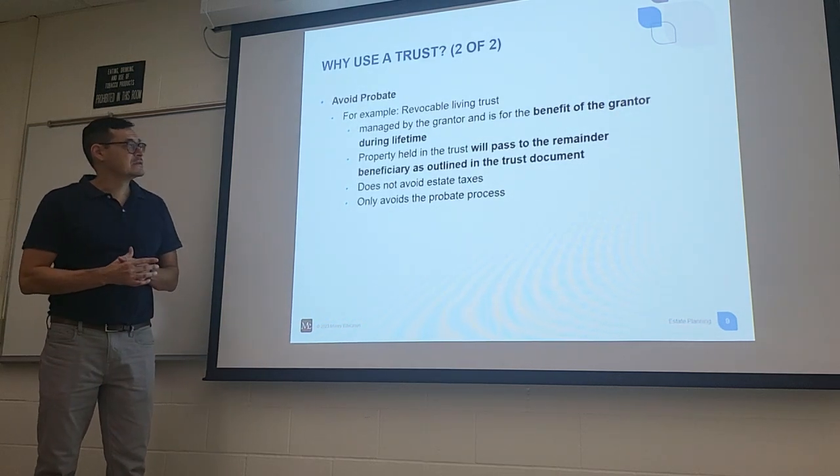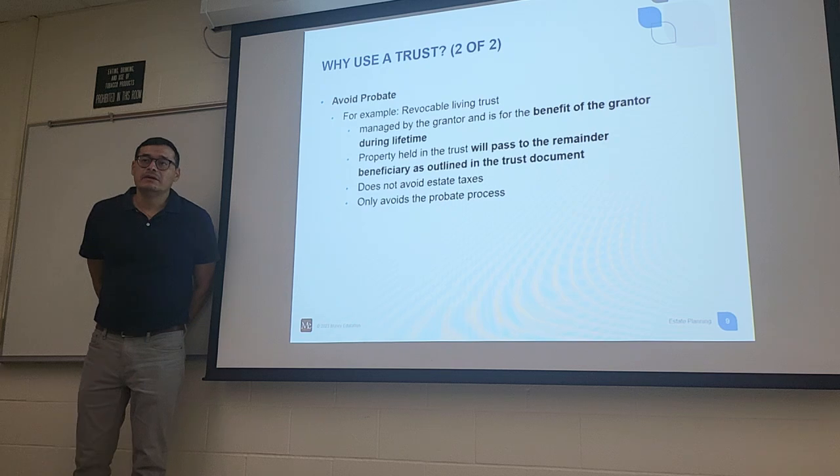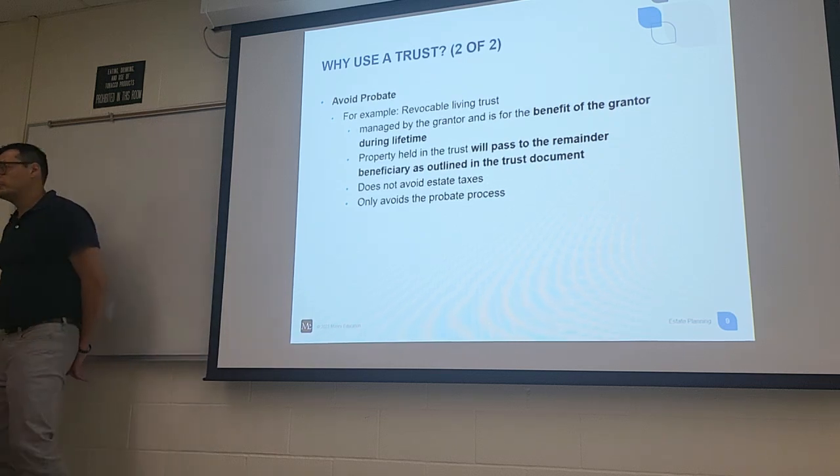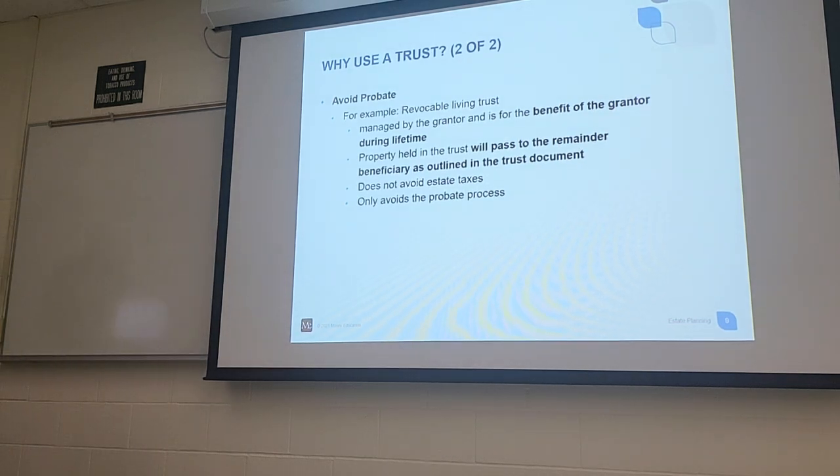Now, a lot of times these may not be completed gifts, which means you cannot use the annual exclusion. With an irrevocable trust, typically you'll be able to use the annual exclusion, and we'll talk about that.